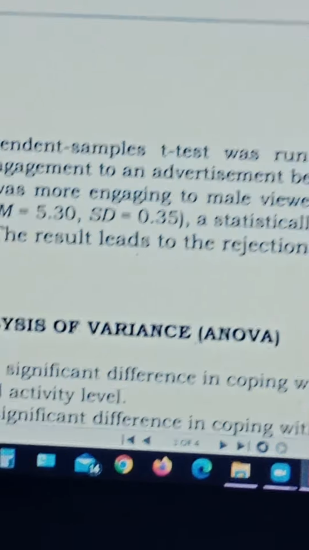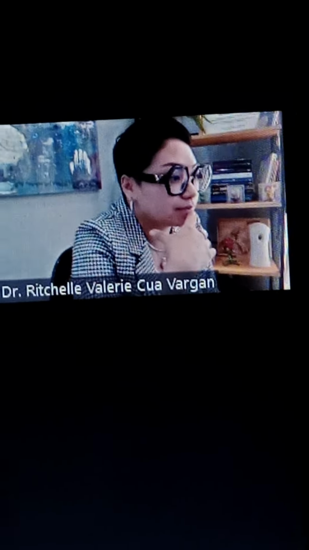Dr. Kua, I just want to clarify. The degrees of freedom is equal to the total sample size minus 2, right? Yeah, yeah. Okay.